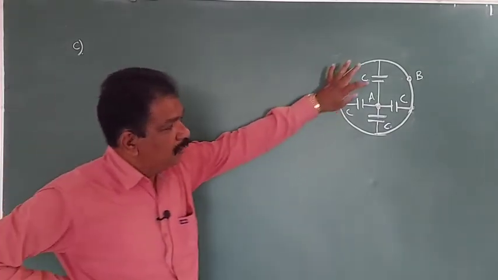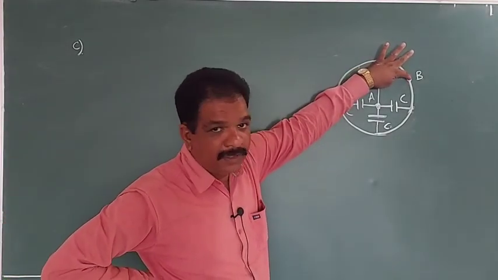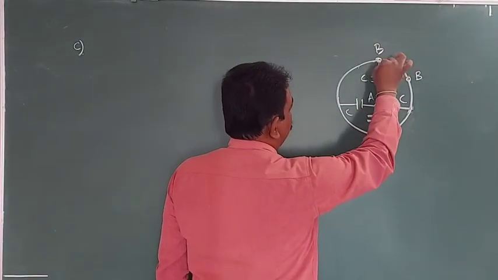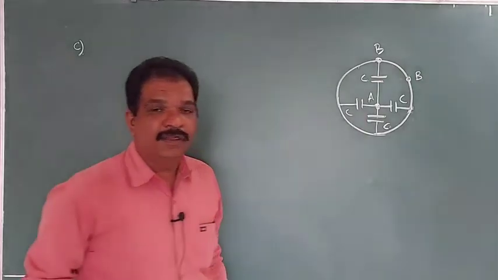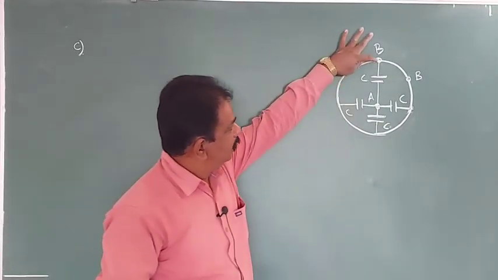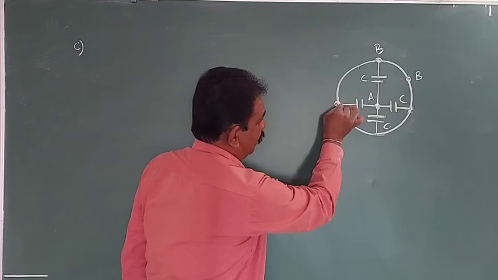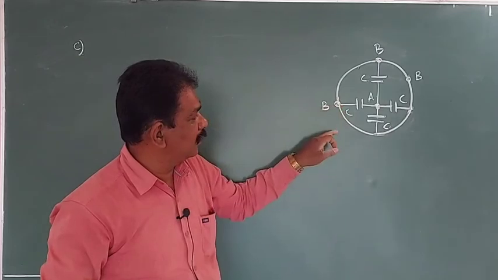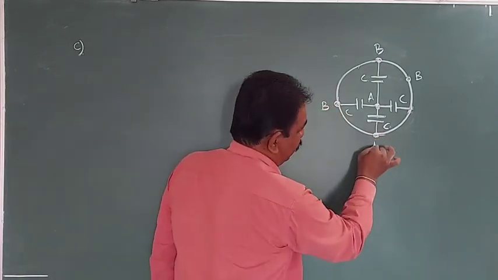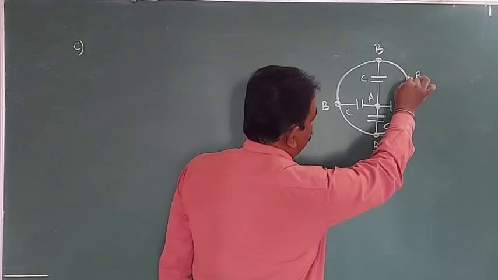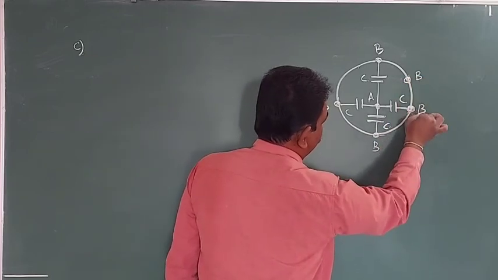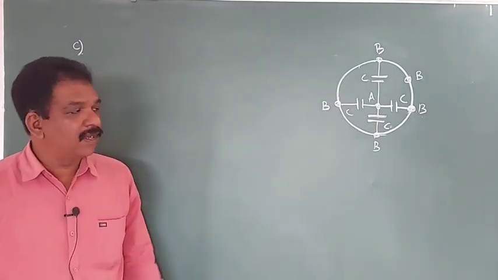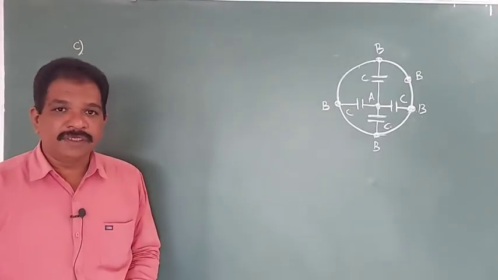See, here A, B, here also B. Because between these two, what is there? Just wire is there. Between this and this, here what to write? B only. Why? Just wire is there. Here also what to write? B, because wire. Here B, this also B. So like this we had to mark the points. All are at the same potential.